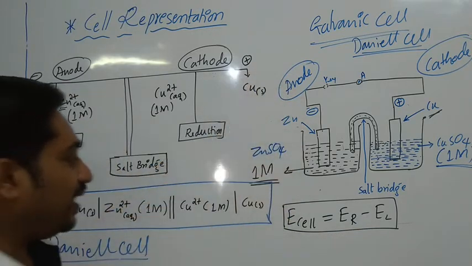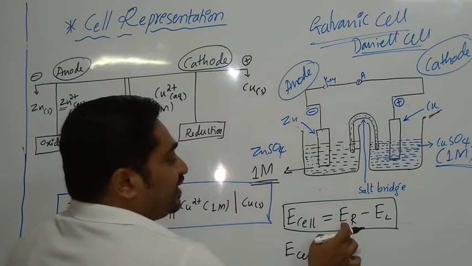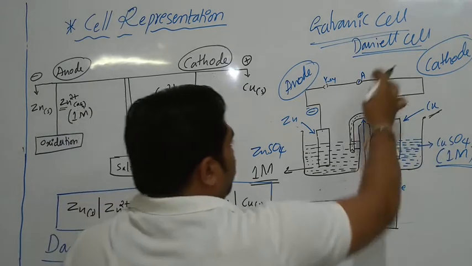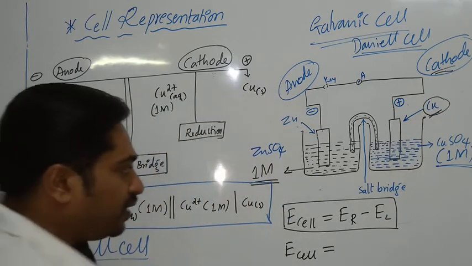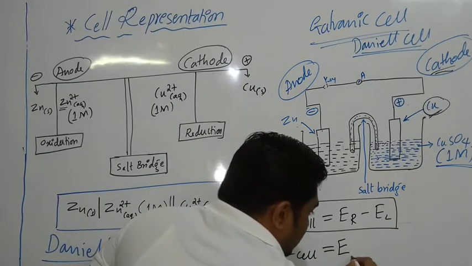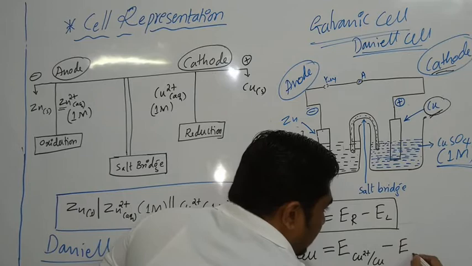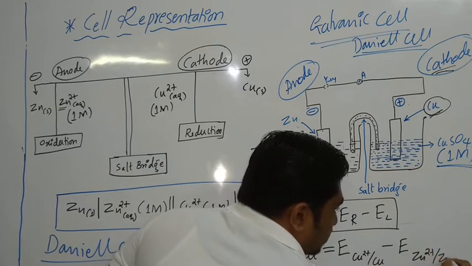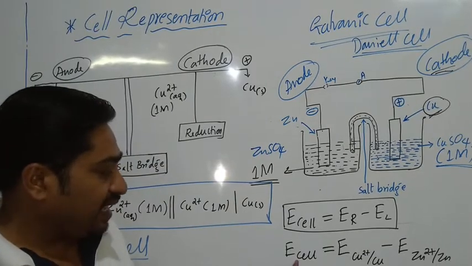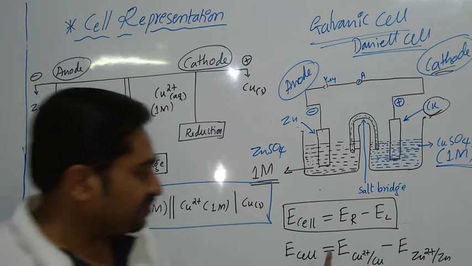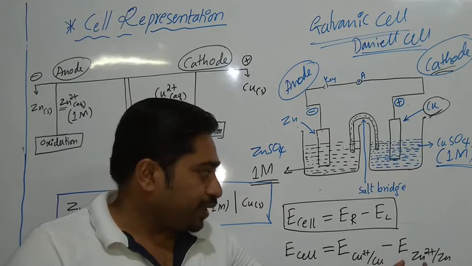So for the Daniell cell, E cell is equal to how much? On the right hand side, which electrode is present? The cathode is present, and the cathode is copper. So we have to take E of Cu2+|Cu minus E of Zn2+|Zn. So this is the E cell or EMF of the Daniell cell. It is given as the electrode potential of the copper electrode minus the electrode potential of the zinc electrode.